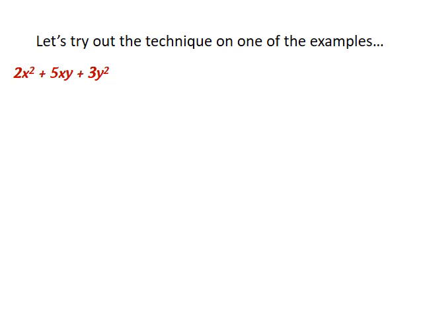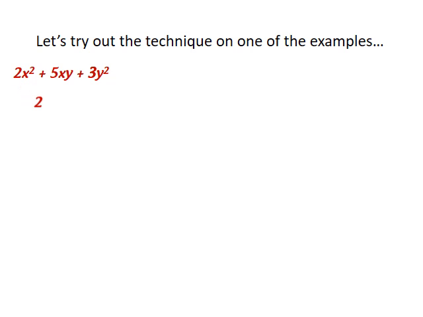So let us try out the technique on one of the examples. One of the examples we have is 2x square plus 5xy plus 3y square. So what did we say? Is it arranged in the standard form? Yes, it is, because one of the variables, which is x, we have arranged it in the descending order of its powers. So x square, then x raised to 1, then x raised to 0. X raised to 0 we don't show because x raised to 0 is 1, and anything multiplied by 1 is the same number or same expression, so we don't show the 1.